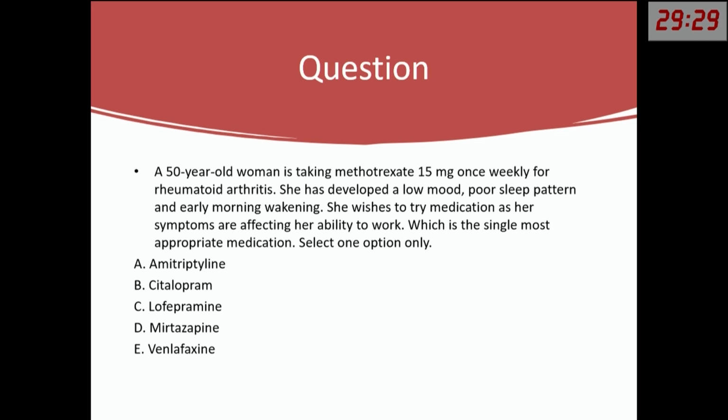A 50-year-old woman is taking methotrexate 15 mg once weekly for rheumatoid arthritis. She has developed a low mood, poor sleep pattern, and early morning awakening. She wishes to try medications as her symptoms are affecting her ability to work. Which is the single most appropriate medication? You have to select one option. A, amitriptyline, B, citalopram, C, lofepramine, D, mirtazapine, E, venlafaxine. Answer please. Yes? Citalopram. Excellent.